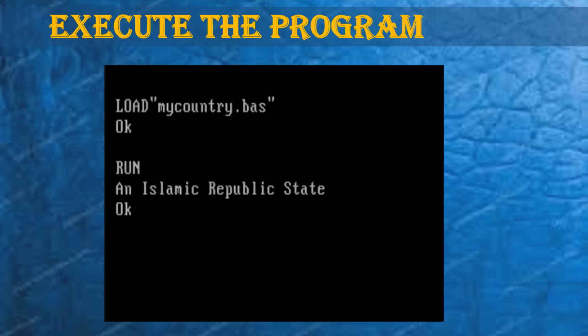So here is the example. I have loaded mycountry.bas, then I pressed the F2 key from the keyboard and I got the output. The result: an Islamic Republic state, because it has only one line in which I have written PRINT an Islamic Republic state and it has printed it.